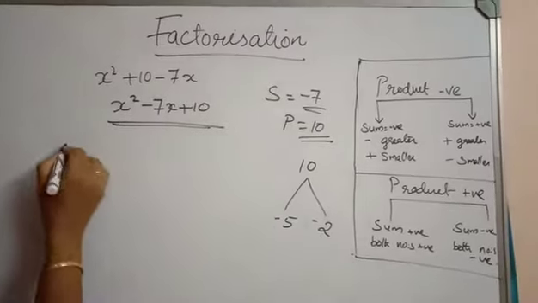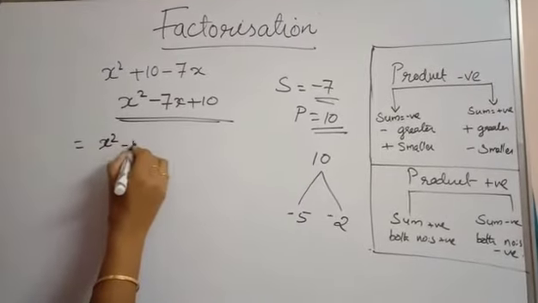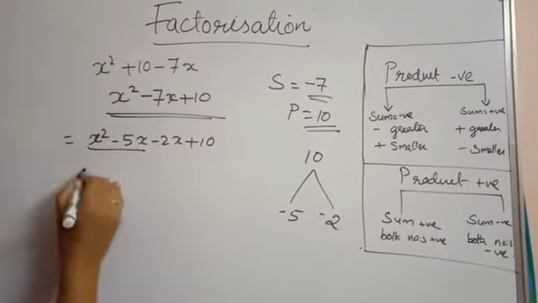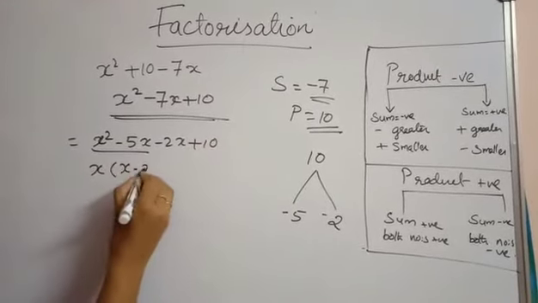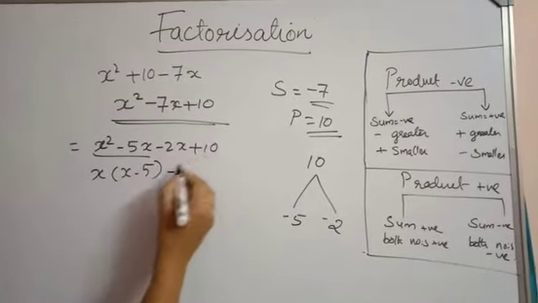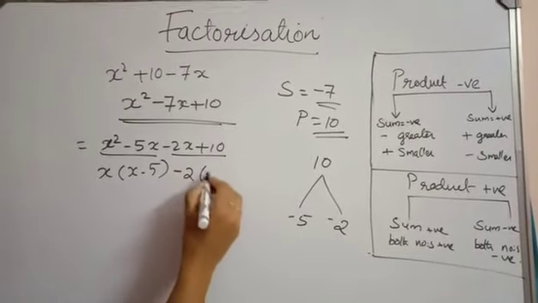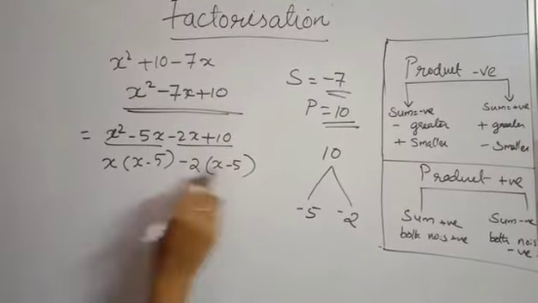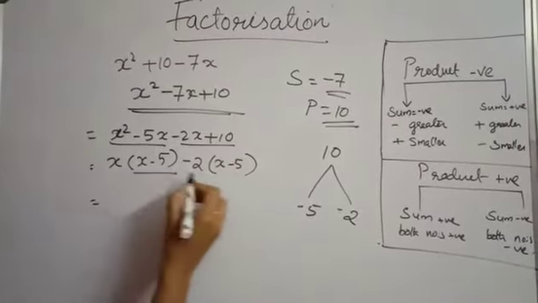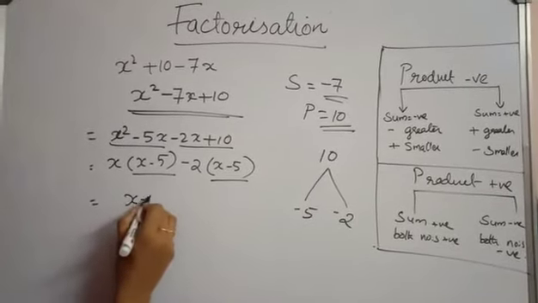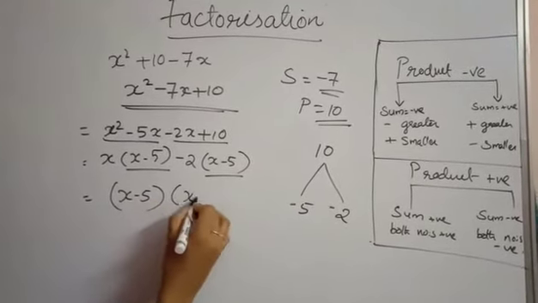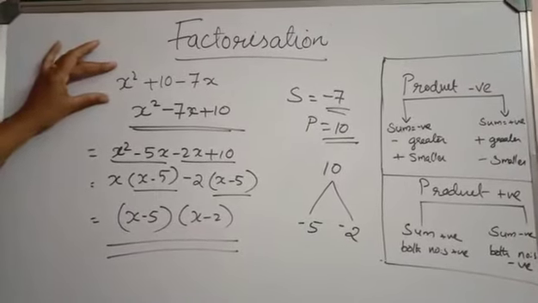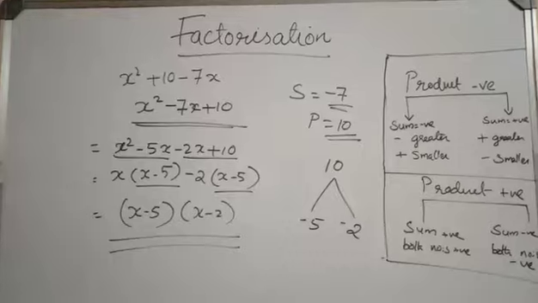Let's factorize. That's equal to x square minus 5x minus 2x plus 10. x is common: x into (x minus 5), minus 2 common here, minus 2 into (x minus 5). Since we have taken minus 2 outside, this becomes minus 5. Now, x minus 5 is common: (x minus 5) into (x minus 2). These are the factors of this quadratic expression. Remember these two rules, it's very important.